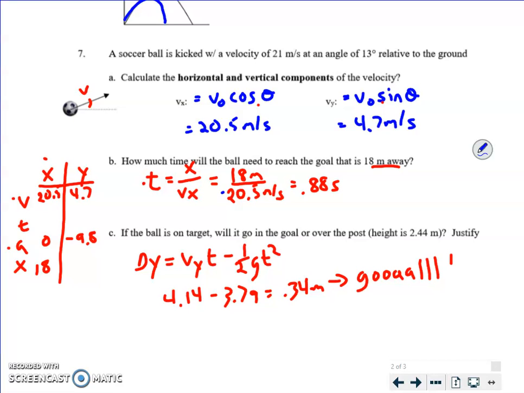Then to get the height, I want to find what the height is when it's at that position. You don't want to find the maximum height, or if you do, then you have to explain how that relates to the target. But the easiest thing is to calculate the height. So I'm going to use the vertical information from this table, and because I now know the time is 0.88, I plug in the values and make sure I put in a negative value for 9.8. I get 0.34, and yeah, that's a goal.